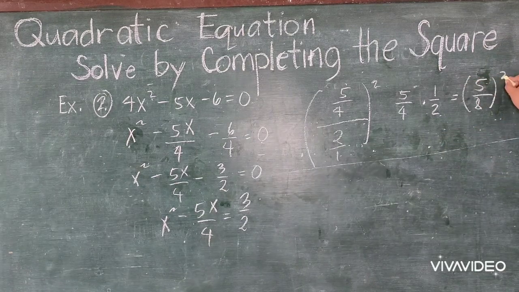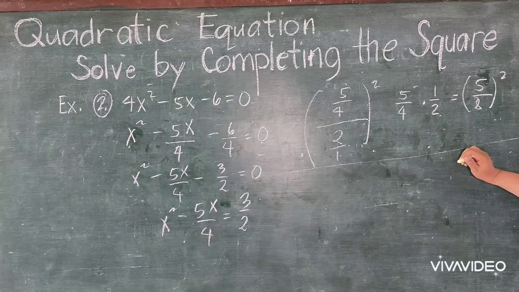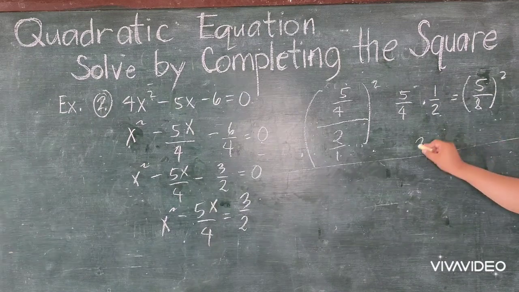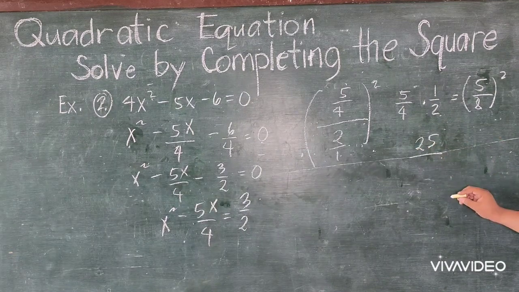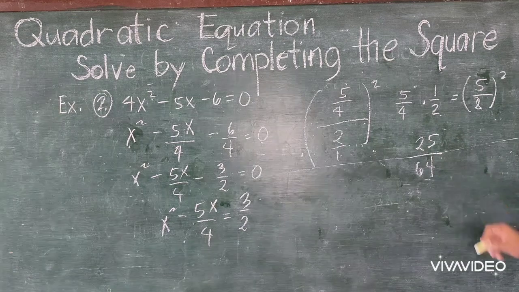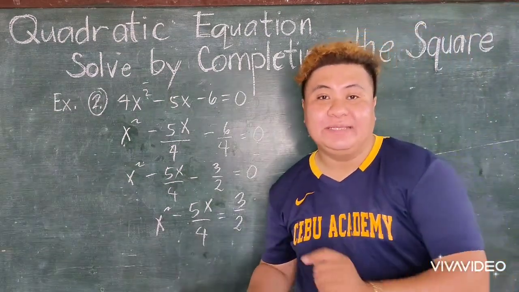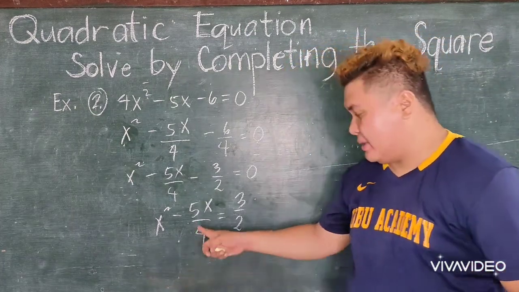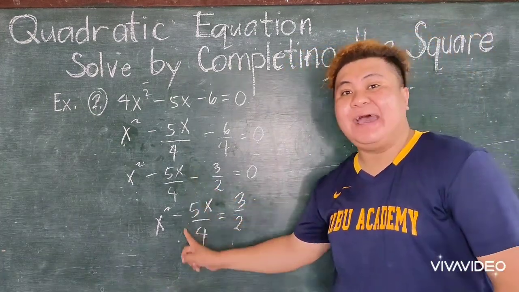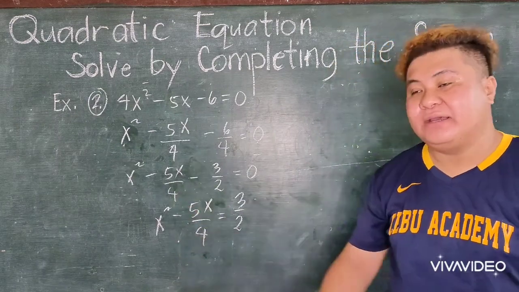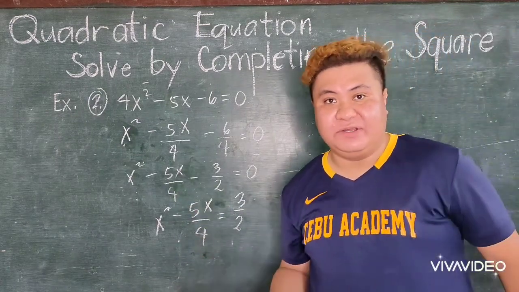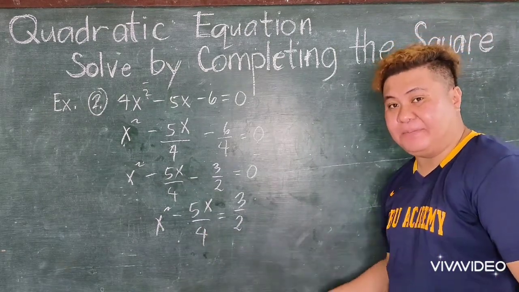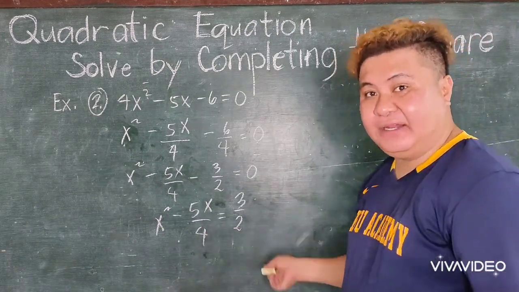Now square it. So the square of the numerator and the square of the denominator: we have 25 over 64. So now, let us continue. A while ago, we solved that half of b and its square is 25 over 64. So we apply it, or add it, on both sides.